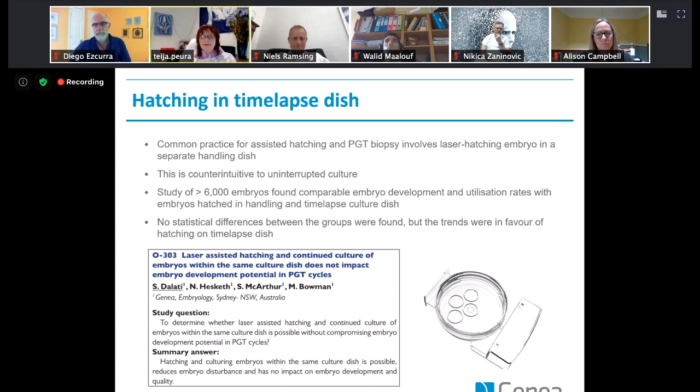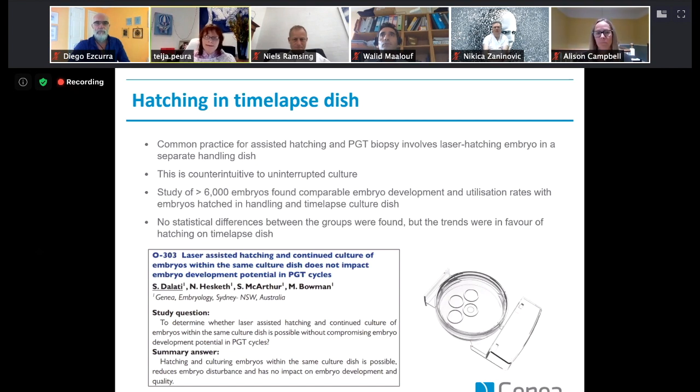actual exposing of the embryos and the media to a laser, especially in such a tiny well as the Cherry dish wells are, would actually be harmful to the embryos if you continue your embryo culture in that same dish. So they conducted a study of over 6,000 embryos where, happily, it was found that the embryo development and utilization rates were comparable irrespective of what hatching system was used.